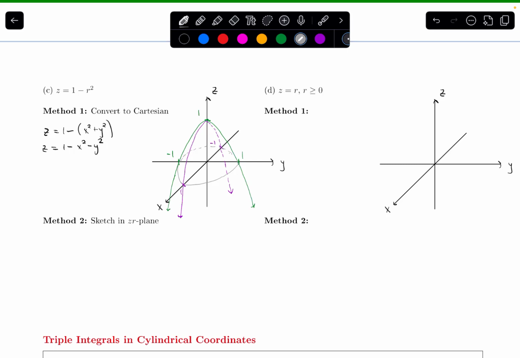Okay, and that's the intersection on the xy plane. So I get this 3D paraboloid. That's one way I could graph it. Another way is I can first sketch the graph in the ZR plane, because there's no thetas in this.